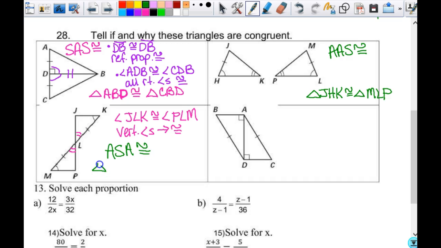So I can say triangle MPL is congruent to triangle KJL. Like that. Here, this is congruent by the reflexive property. So I have to say that. AD is congruent to line segment AD by the reflexive property of congruence.